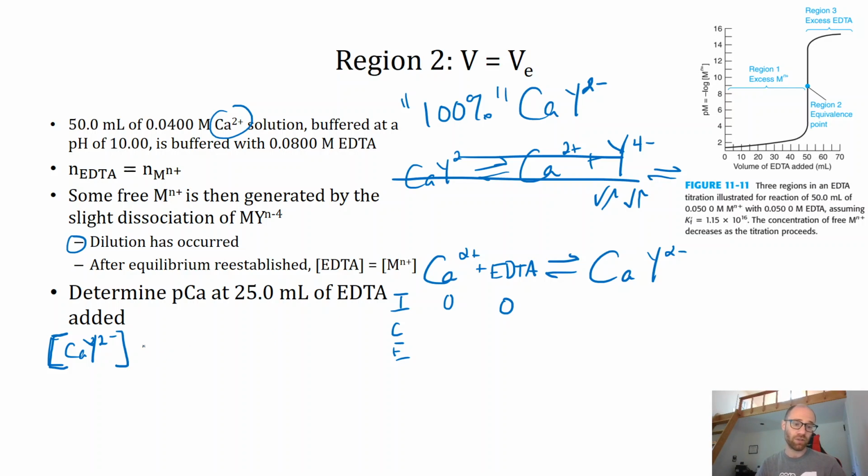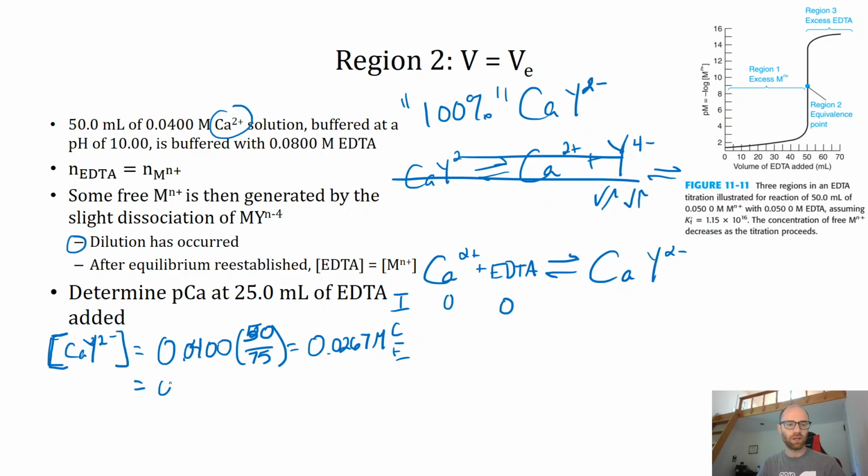I'll show you both. The calcium ion, so our initial is 0.0400 molar. Our initial volume is 50, and our current volume is 75. And so that would be 0.0267 molar, I believe.